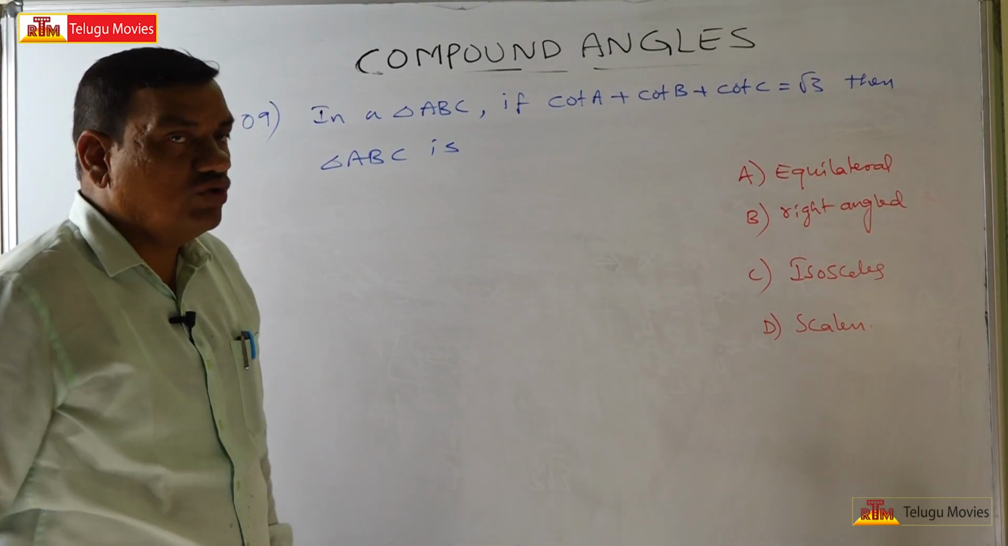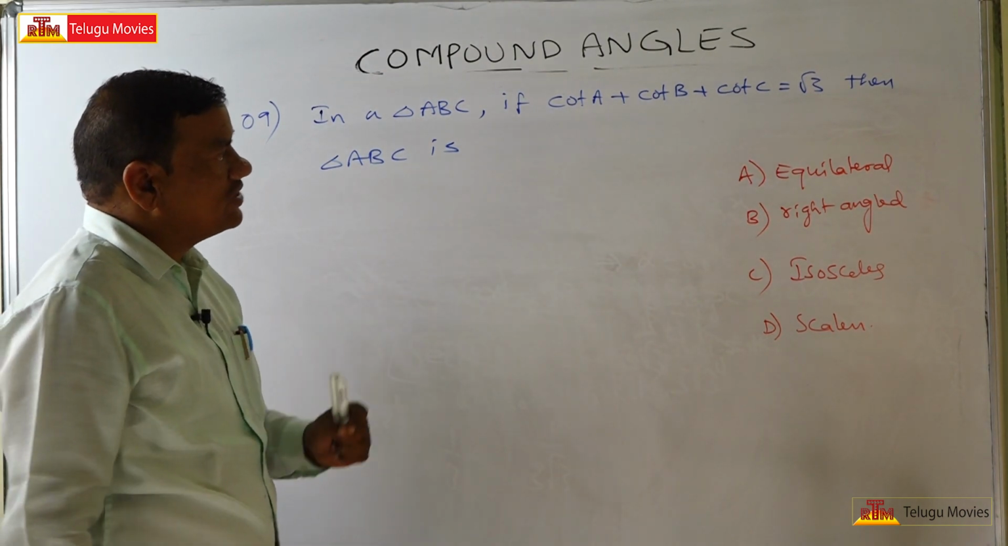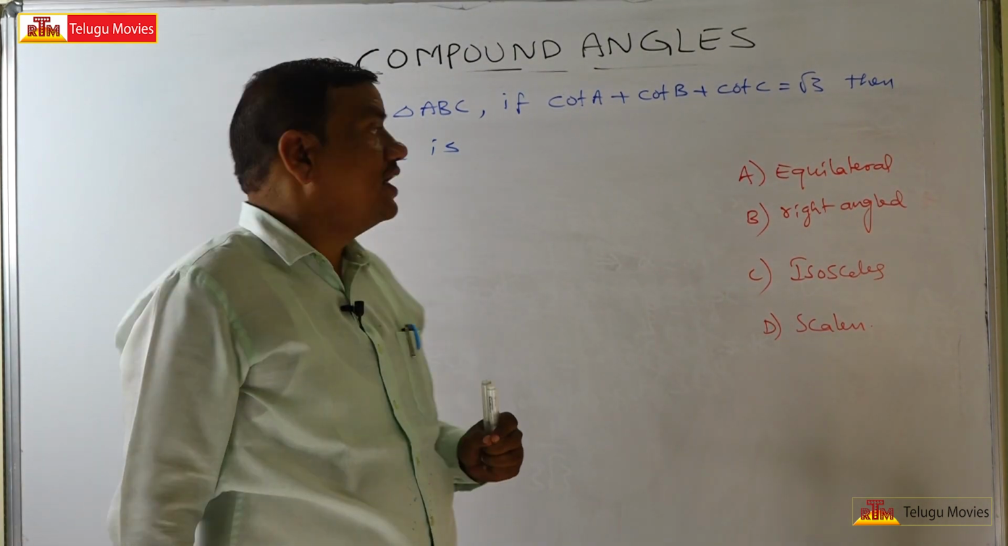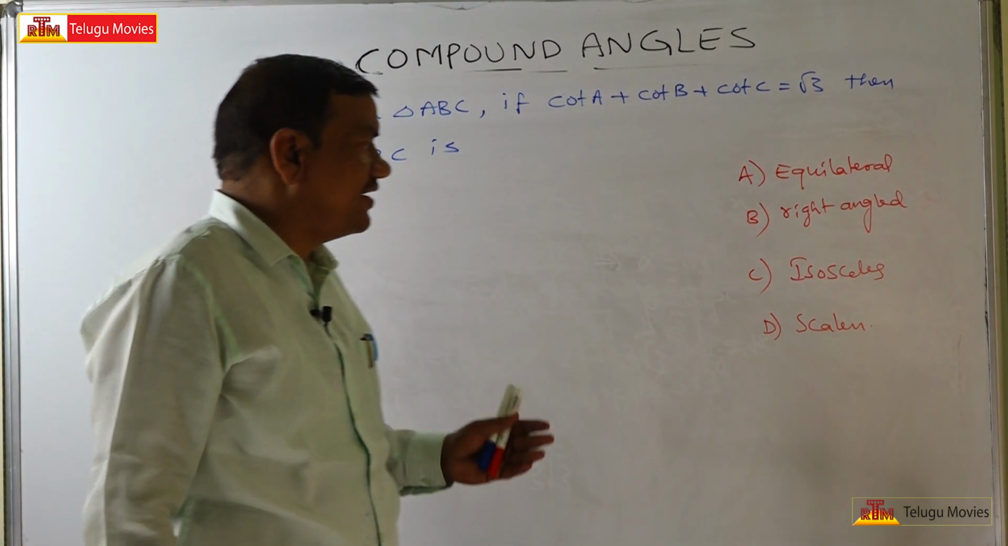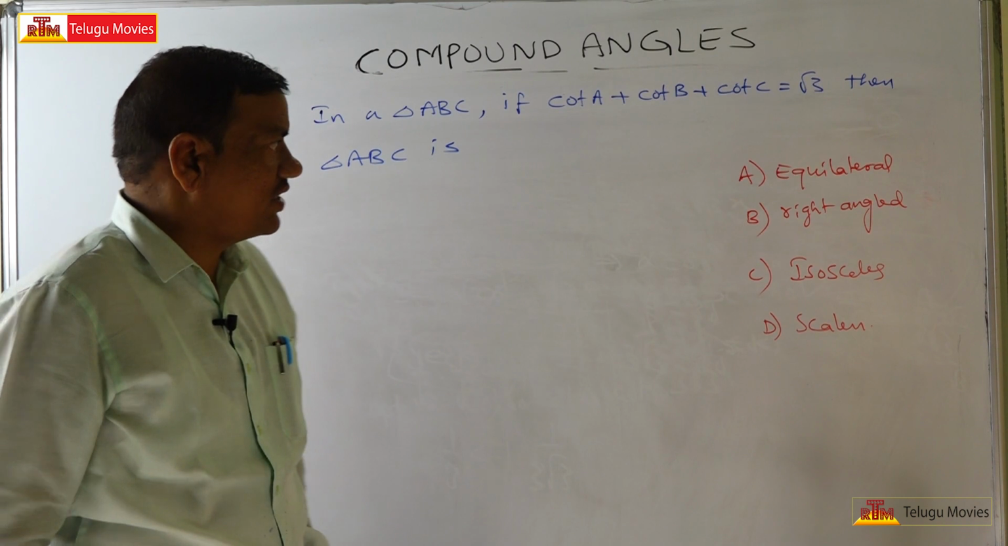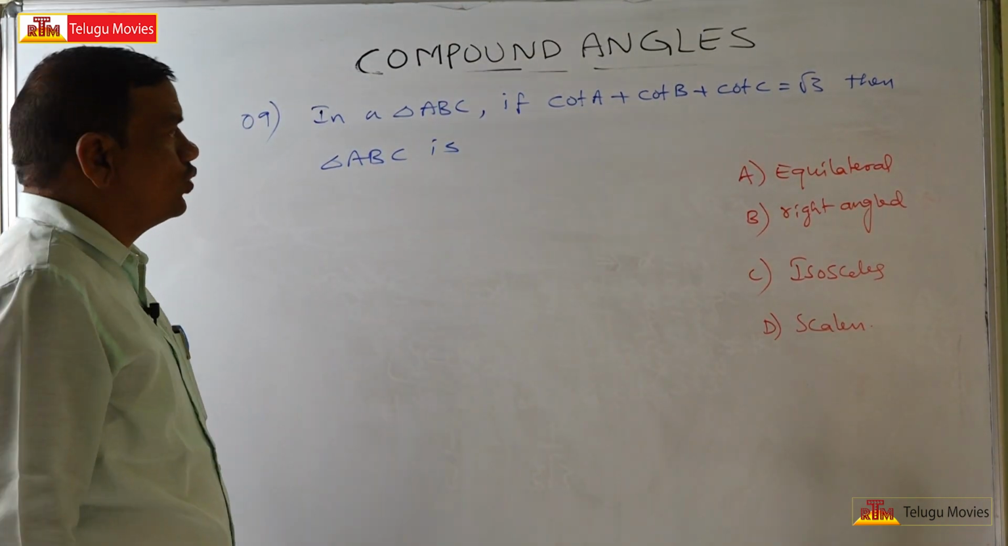Let us welcome to the next problem. In a triangle ABC, if cot A plus cot B plus cot C is equal to root 3, then what type of triangle is ABC? Equilateral, right angled, isosceles, or scalene is being asked. So, he is saying that cot A plus cot B plus cot C is equal to root 3.